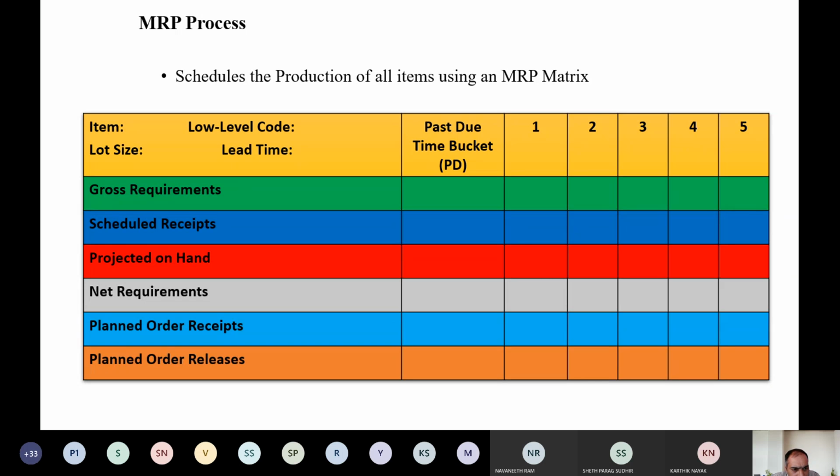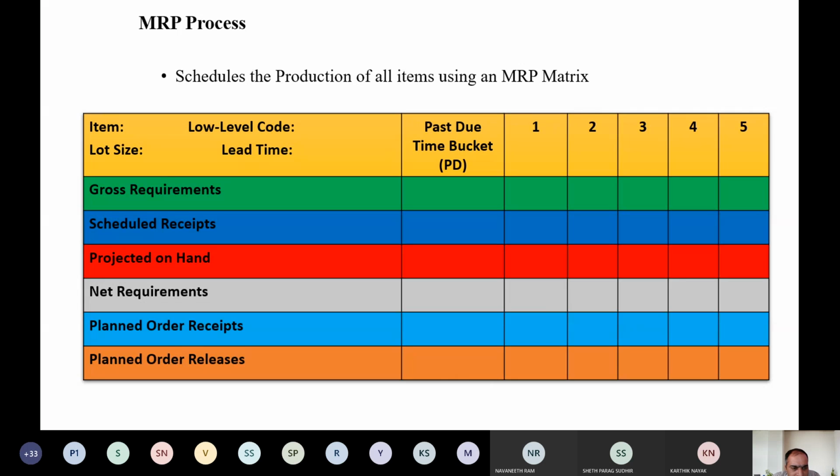The projected on hand is what you already have in your warehouse, already in your inventory. How much material do you have? You require 5 tires to manufacture a car. Already 3 tires are available with you. That means the projected on hand inventory is 3. Your gross requirement is 5. Your projected on hand inventory is 3. So your net requirement will be how much?